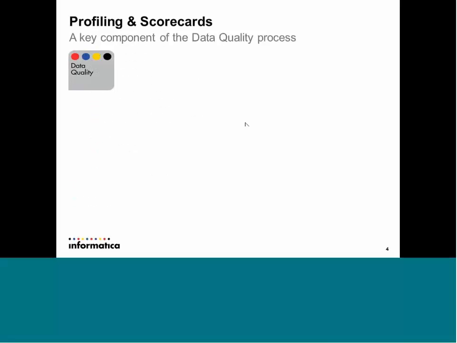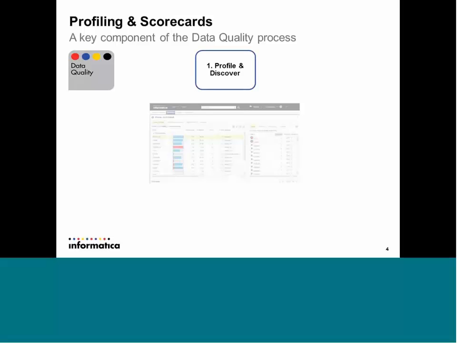Profiling and scorecards are a key component of the data quality process and any kind of data migration or ETL process as well. We want to make sure that we know the metadata behind our data. The first step really is profile and discover. So this is just about discovering the metadata, size of our data, like data types, inferred data types, uniqueness, the number of nulls, etc.